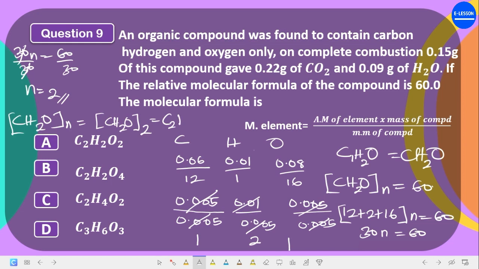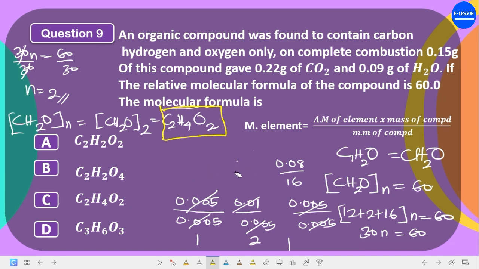When this multiplies this, it gives you C2. 2 times 2 is H4. O times 1 times 2 is O2. So the correct answer is C2H4O2. Let me write it again. We erase some things from this place. So this is C2H4O2, and that is the correct answer to this question, which is this option.